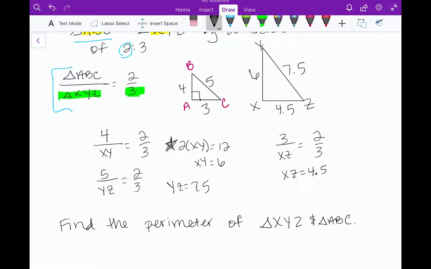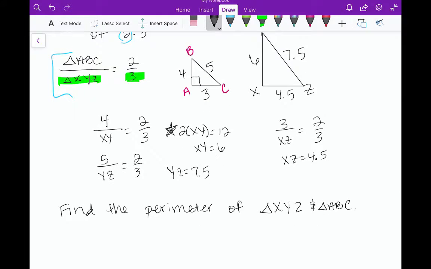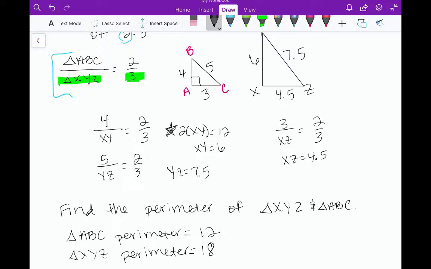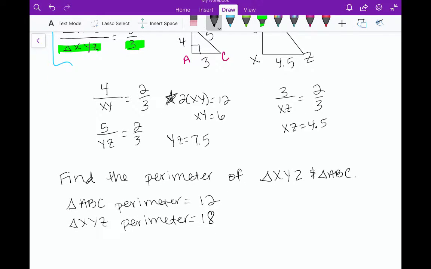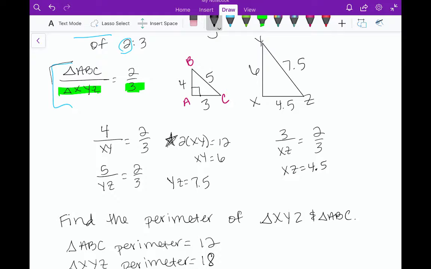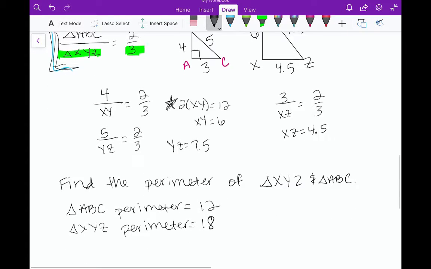All right, the next question asks us to find the perimeter of XYZ and ABC. Let's start with ABC: 5 plus 4 is 9, plus 3 is 12. And triangle XYZ's perimeter is 18. So what I want to figure out here is, does the ratio of the perimeters stay the same as the ratio of the side lengths, like it was here, 2 to 3?